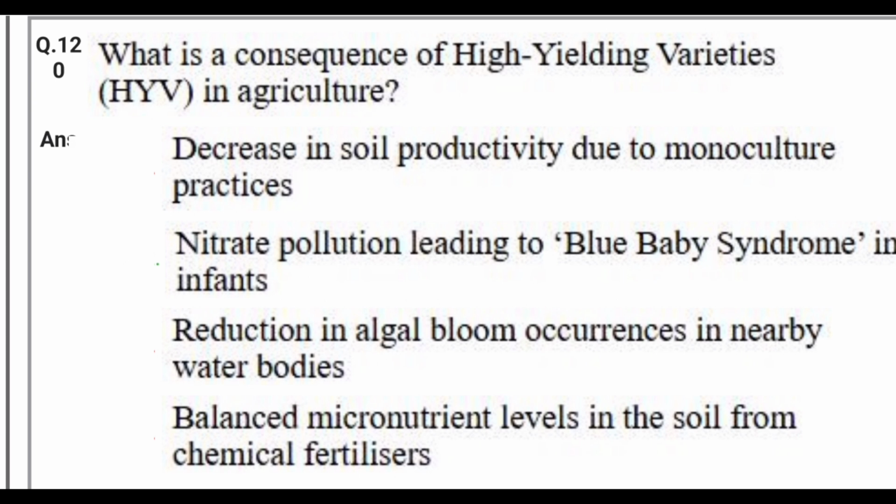What is a consequence of high yielding varieties, HYV, in agriculture? Options are decrease in soil productivity due to monoculture practices, nitrate pollution leading to blue baby syndrome in infants, reduction in algal bloom occurrence in nearby water bodies, balanced micronutrient levels. For this, the correct answer is the second one.